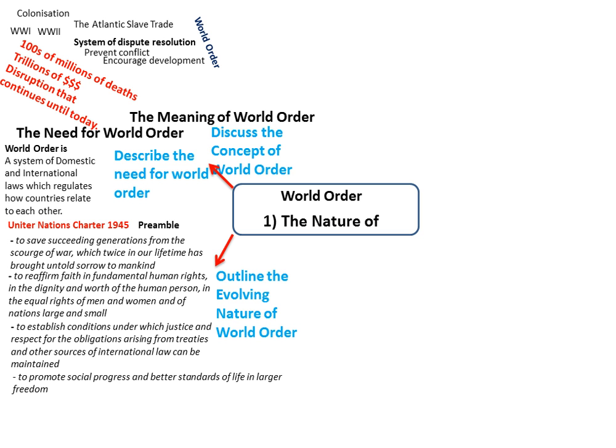Okay, so we have to understand how world order has evolved over time, because it didn't just come out of nowhere in 1945. In fact, there's four distinct things.